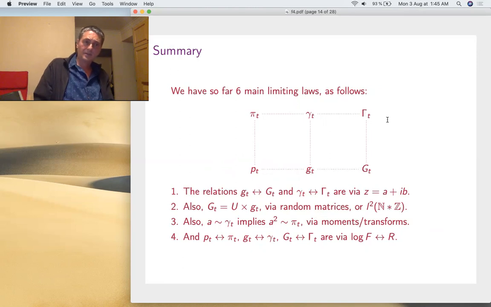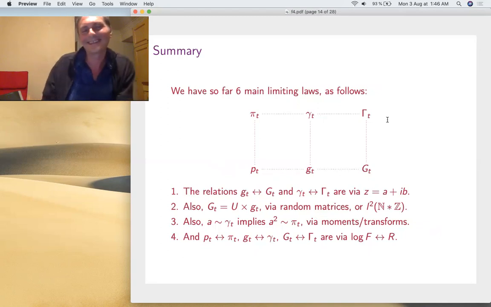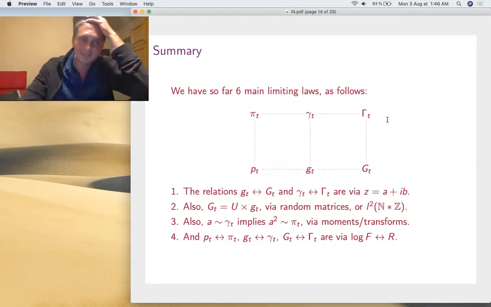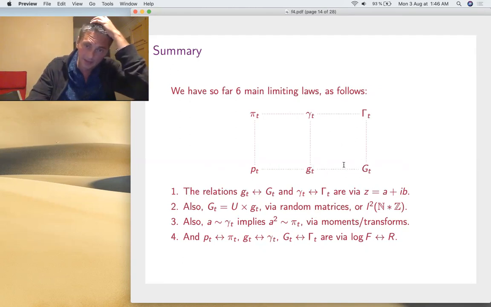Now, in addition to this, we're interested also in the relations between all these things. So, what are the relations? Well, here you have some complexification, which is obvious, from GT to capital GT and from gamma T to capital gamma T. That's just the complexification, it's by definition.